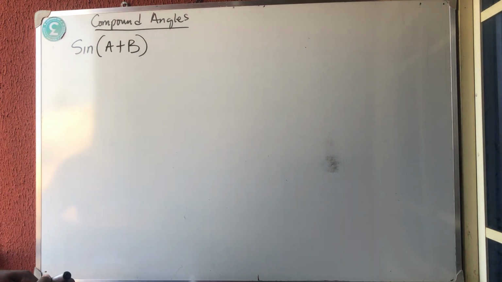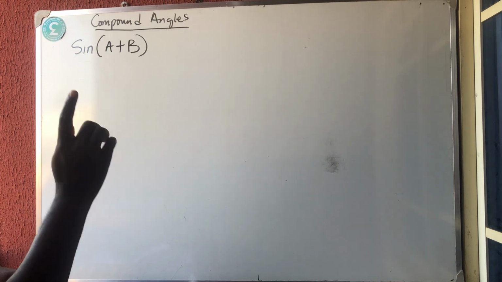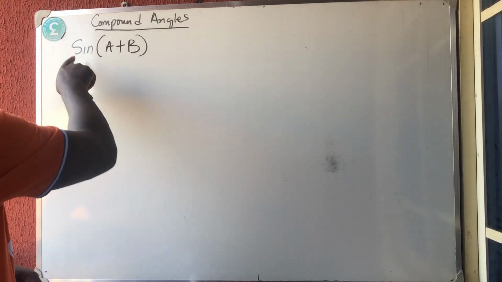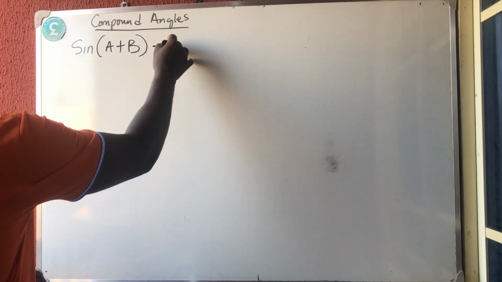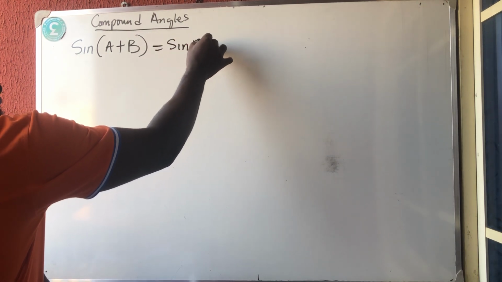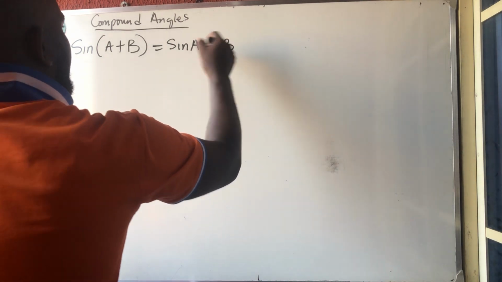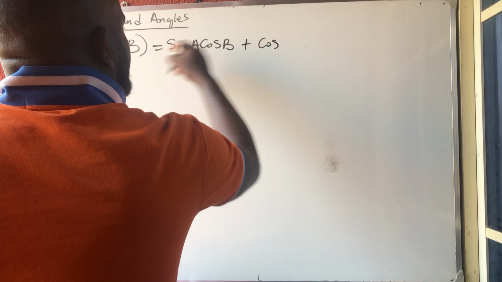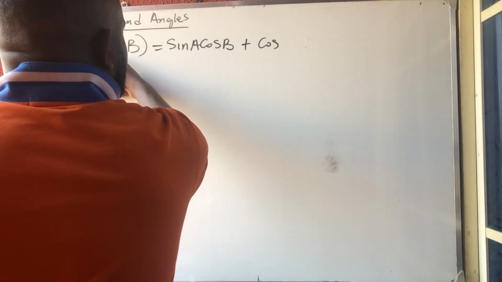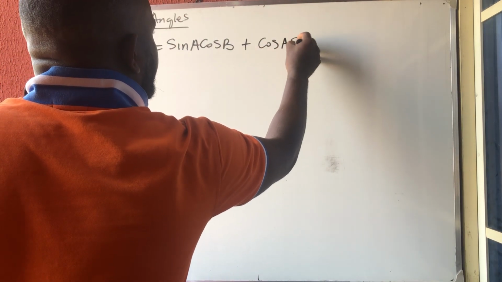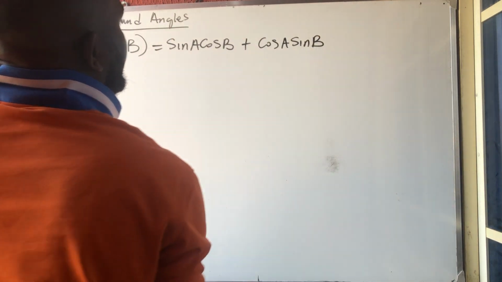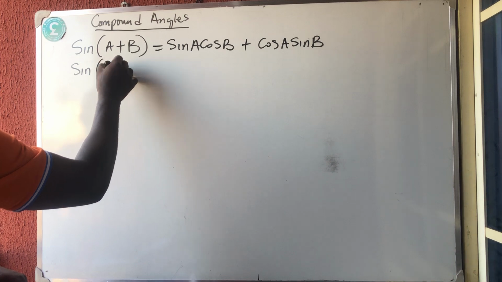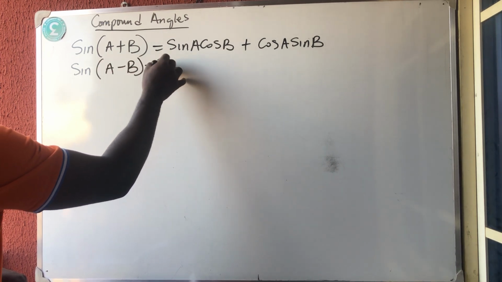Now, for sine, the sign will remain the same, but for cos, the sign will not be the same. So the sine of A plus B is equal to sine A cos B. If it's plus, it will be plus, so the sign remains the same, plus cos A sine B. Now, if it is minus, sine A minus B should be equal to what?